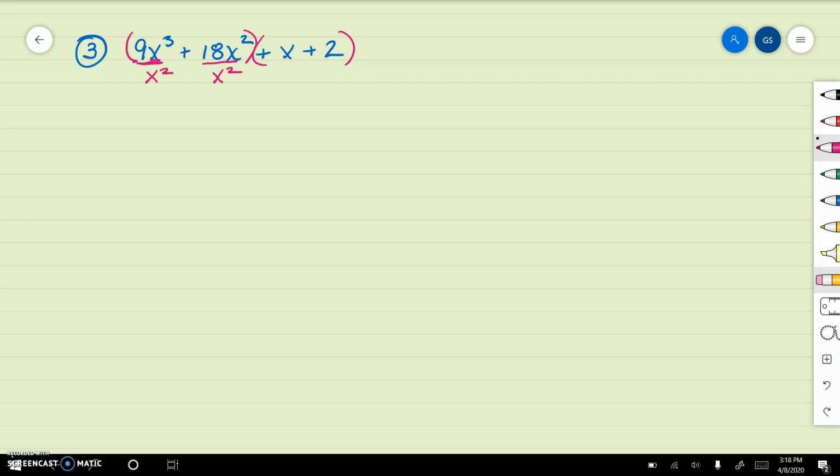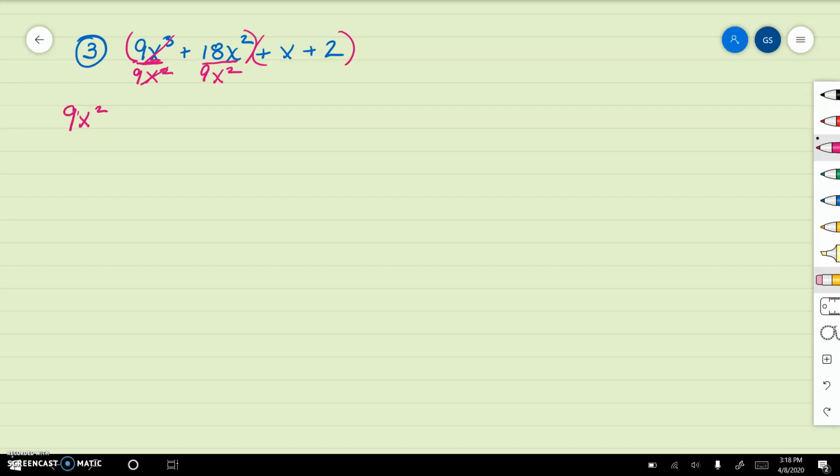Okay, but you have to go back and look at the numbers also. We have a 9 and an 18. 9 goes into 9 evenly and 9 goes into 18 evenly. So we're going to divide also by a 9. So our greatest common factor is 9x squared. Okay, once we divide out, we just have an x left here, right?